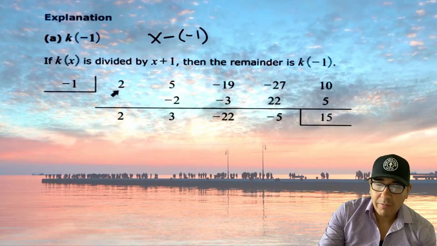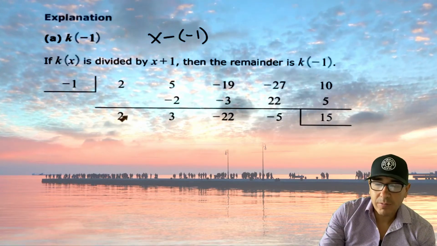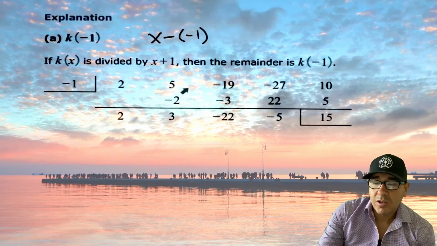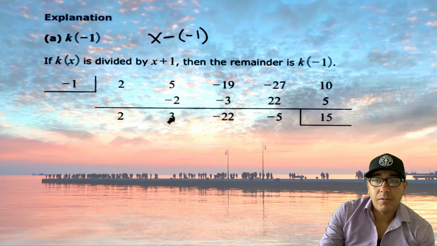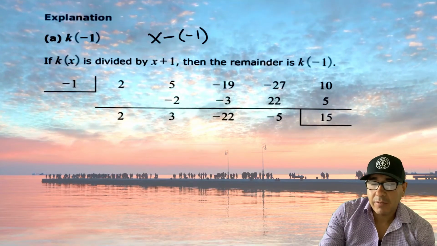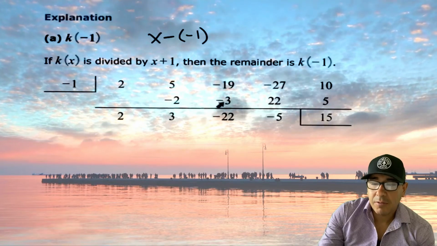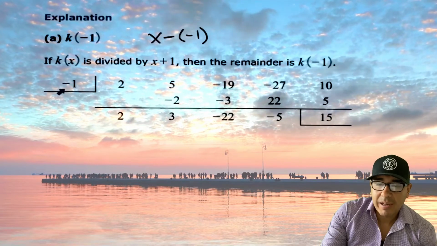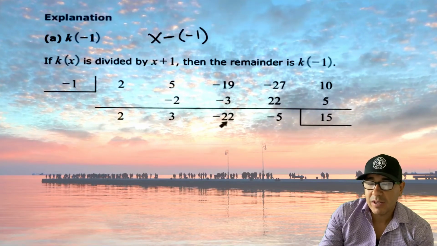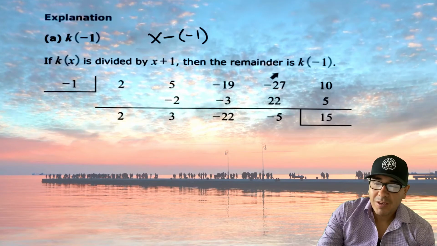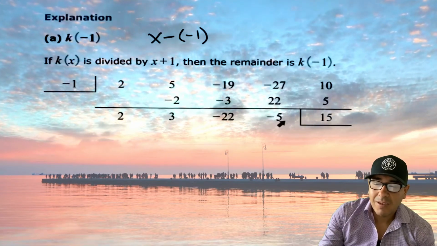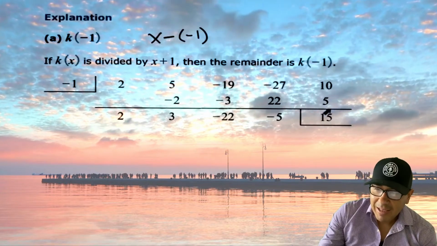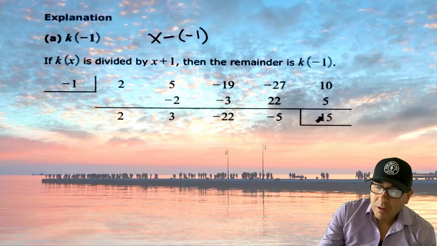So that first coefficient, you drop it down and you get 2. Then you multiply -1 times 2 and you get -2. You add these two and you get 3. You multiply -1 times 3 and you get -3. You add these two, you get -22. You multiply -1 times -22, you get +22. You add these, you get -5. You multiply this times that -1 and you get +5. And then you add these two and there's our remainder.